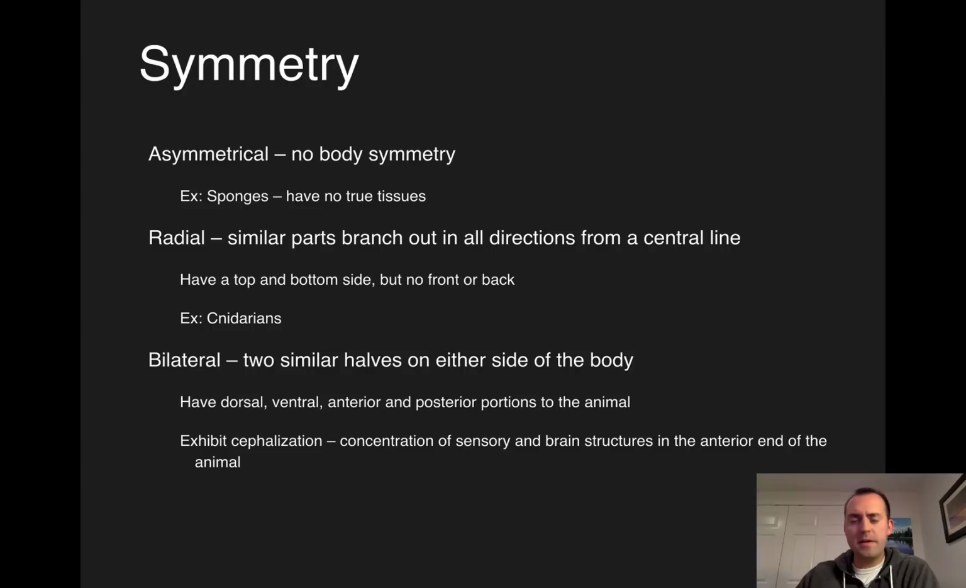Now animals have very interesting symmetrical patterns. There aren't many animals that follow the asymmetrical body plan. Pretty much the only asymmetrical animal that you're going to find where there's no body symmetry at all are the sponges. That basically means there's no rhyme or reason or shape to the way the organism is put together.